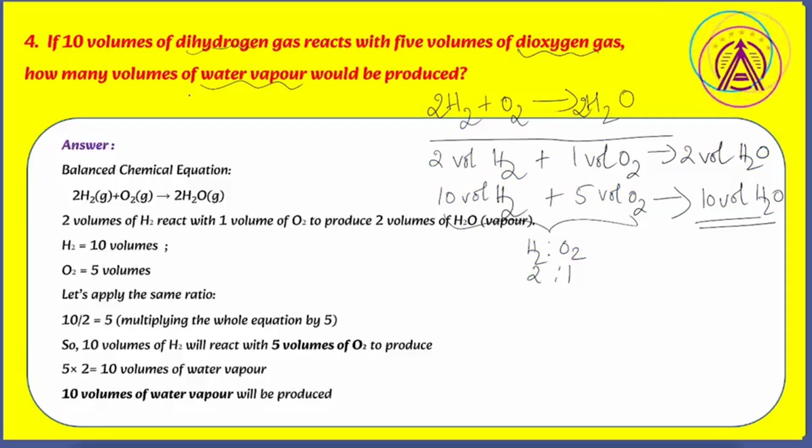It is neatly explained again, you can just go through the answer, okay? The ratio remains the same. So this is the law of combination of definite volumes.